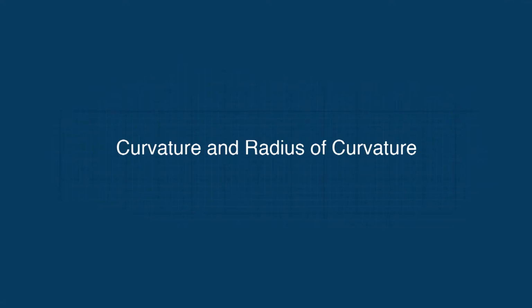Mathematically, bending of a curve means the change of direction of tangents to the curve at a point, and this is the curvature of the curve at that point. We discuss this concept in detail in this and the coming sessions. Curvature and radius of curvature.